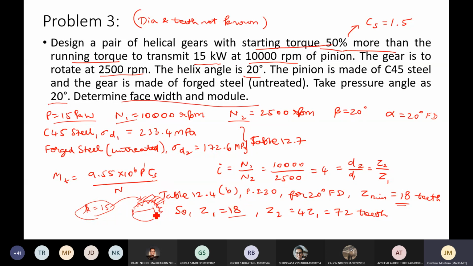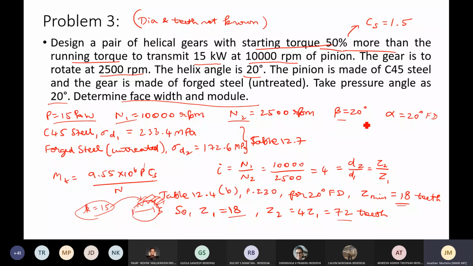Keeping in mind these factors, since nothing is given, you are free to choose something like the number of teeth in this problem. Now since we have already chosen Z1 and Z2, Z1 is 18 and Z2 is 72. Let us see here what happens to ZE1. The usual procedure.